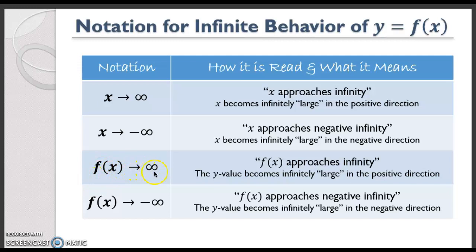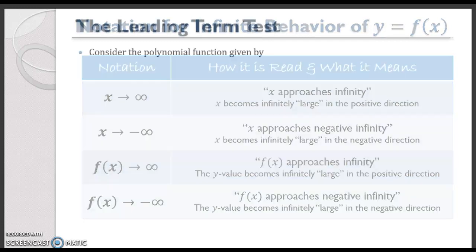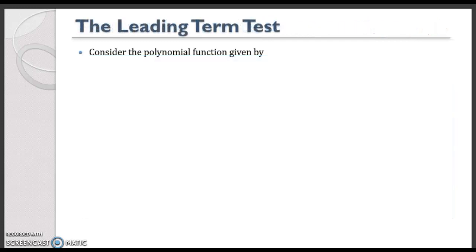F of x approaches infinity, or f of x arrow infinity, is the y value, or our outputs become large, so they go up. And f of x approaches negative infinity is the y value becomes infinitely large in the negative direction. So let's talk about the leading term test.